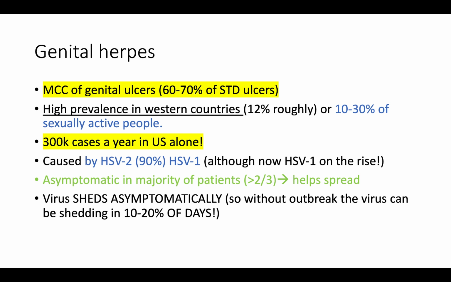Now in contrast, with bacterial infections like gonorrhea and chlamydia, males are more likely to be symptomatic as well, but females can also be symptomatic there. Okay, so a virus sheds asymptomatically, so without an outbreak, the virus can be shedding on about 10 to 20% of the days.